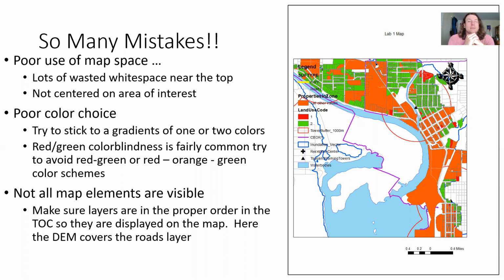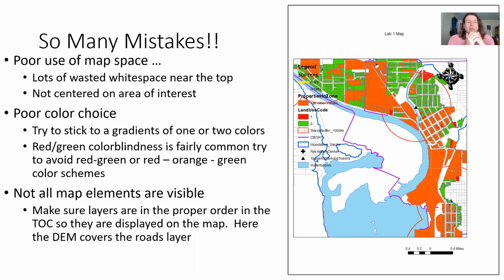This map has a really poor color choice. So generally speaking, you want to try and stick to gradients of 1 or 2 colors if you're doing anything that implies some sort of ranking. But also red-green color blindness is really common. So you want to avoid red-green or red-orange-green gradations in the color schemes. Again, if you're unsure about what choices to pick for a color scheme, check out Color Brewer. It's a good option.